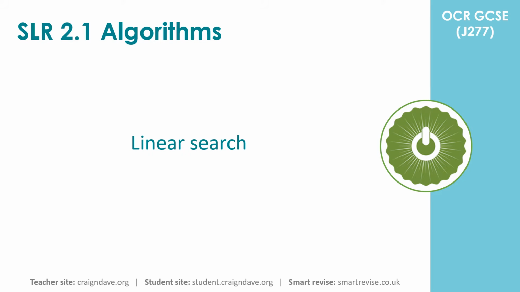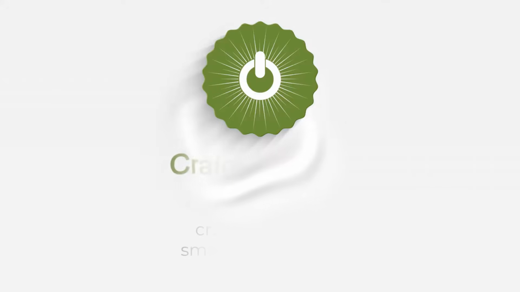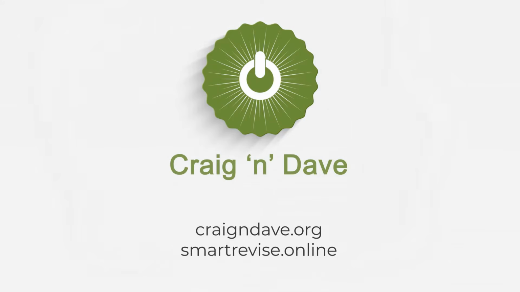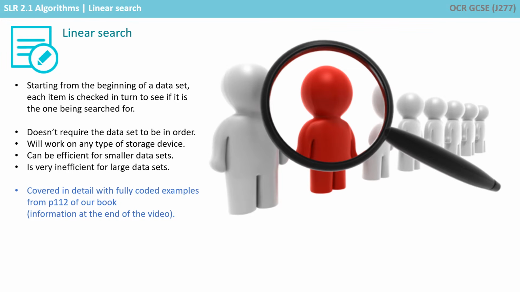In this video, we consider one of the classic algorithms in computer science, the linear search. The linear search can be performed on data in memory, perhaps stored in arrays or lists, and data stored in files as well. The algorithm is very straightforward.